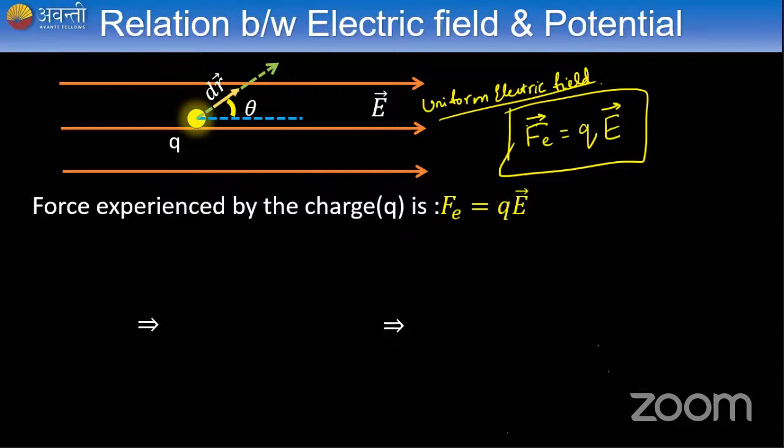So now the force experienced by charge q is F is equal to qE, that we saw. Now, in this case, my charge is not going in this direction. Instead, it's making an angle theta with respect to the electric field, or with respect to the horizontal, and it's moving in a particular direction making an angle theta. Now what happens if my charge moves a bit? It's covering a small distance dr.